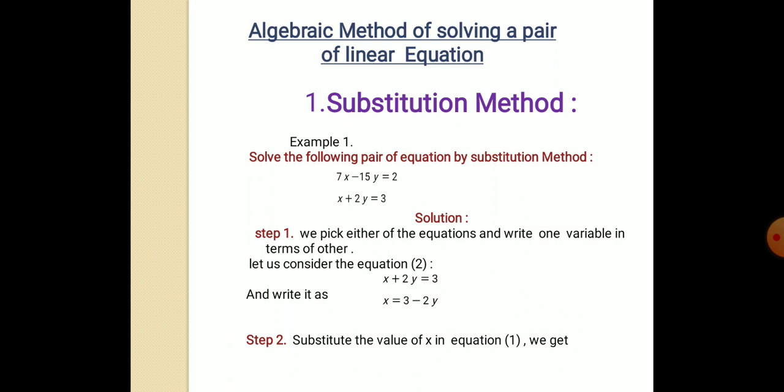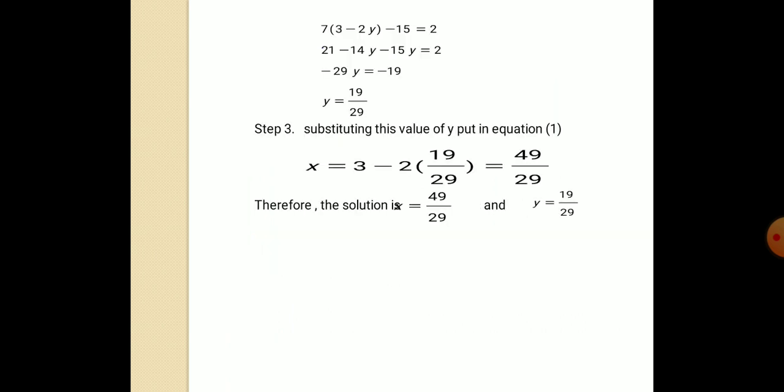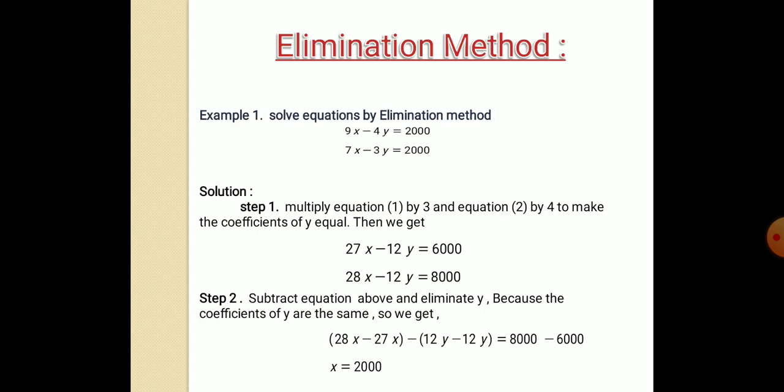Substitute the value of x in equation 1. We get 7 into (3 minus 2y) minus 15y equal to 2, that is 21 minus 14y minus 15y equal to 2, that is minus 29y equal to minus 19, that is y equal to 19 by 29. Put this value of y in x equal to 3 minus 2y, that is 3 minus 2 into 19 by 29, therefore x equal to 49 by 29. Therefore the solution is x equal to 49 by 29 and y equal to 19 by 29.